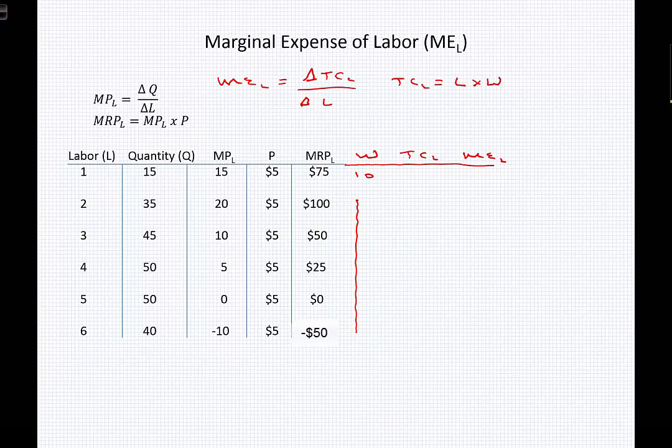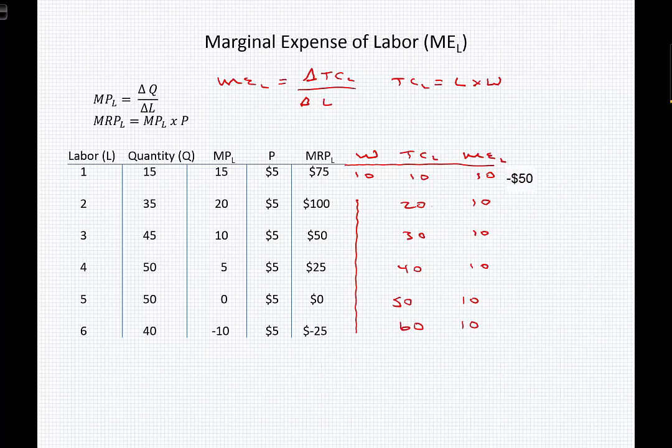So the total cost of labor is going to be labor times wage. So in the first case, 1 times 10 is 10, 2 times 10 is 20, and then, of course, we have 30, 40, 50, and 60. So then, similarly, if the total cost of labor change is constant and the labor change is constant, then we're going to see our marginal expense of labor is relatively constant. We're going to have a change of 10 divided by a change of 1 is 10. And then a change of 10 divided by a change of 1 is 10. So we have 10 all the way down here. Very similar to what we saw in the actual wage category.